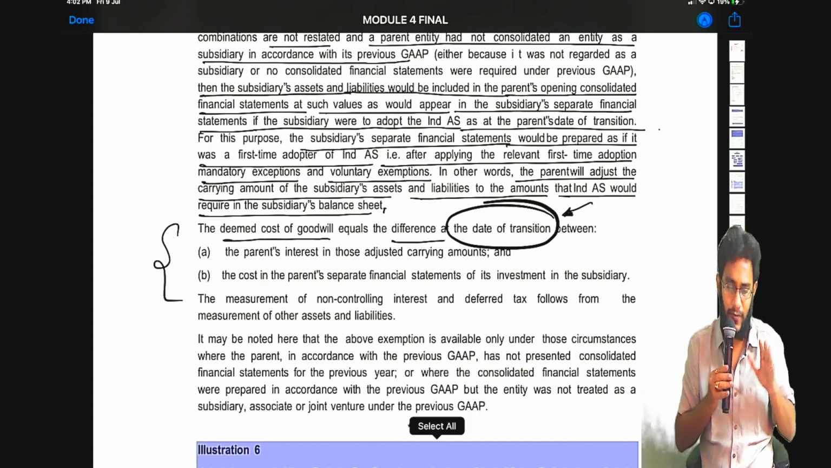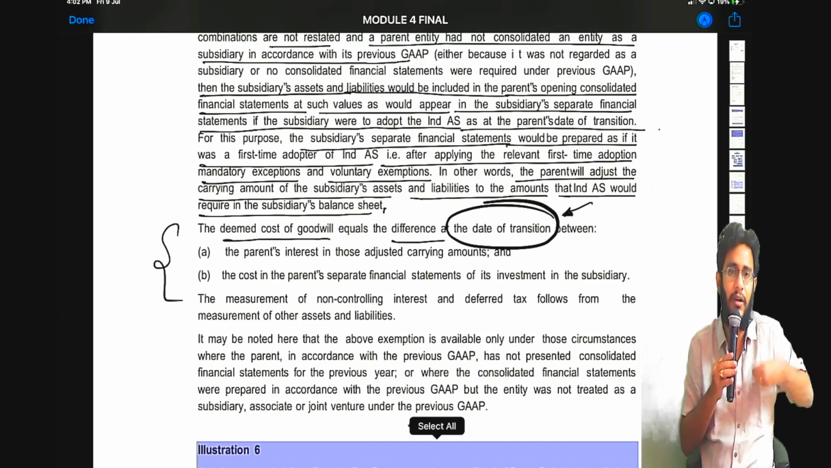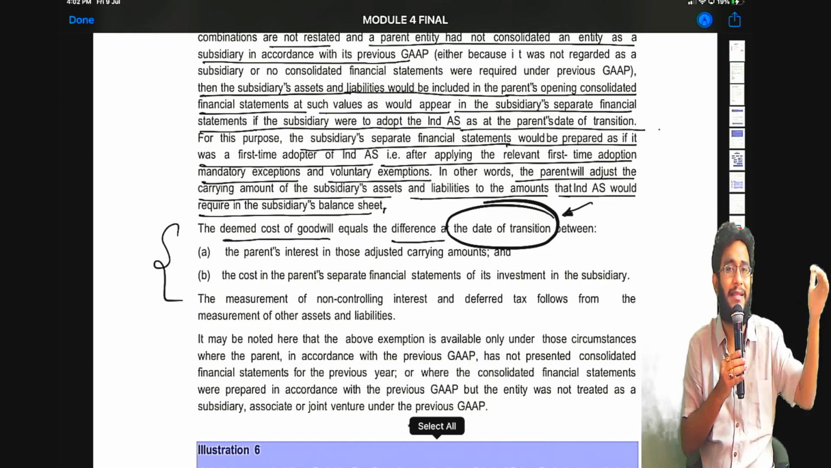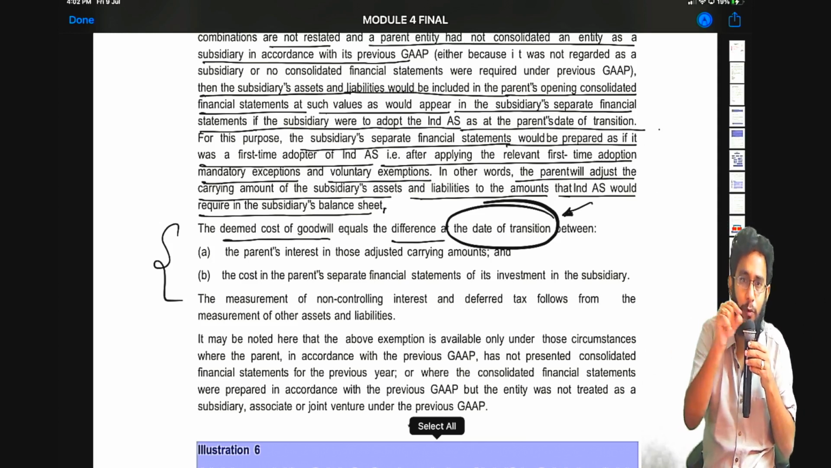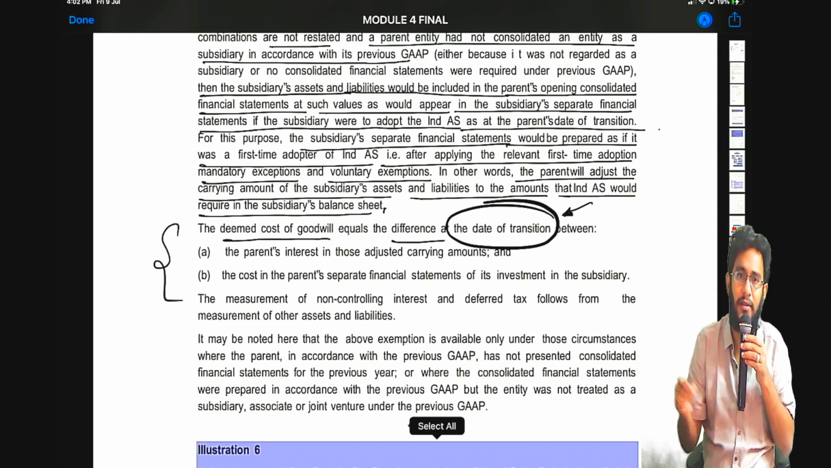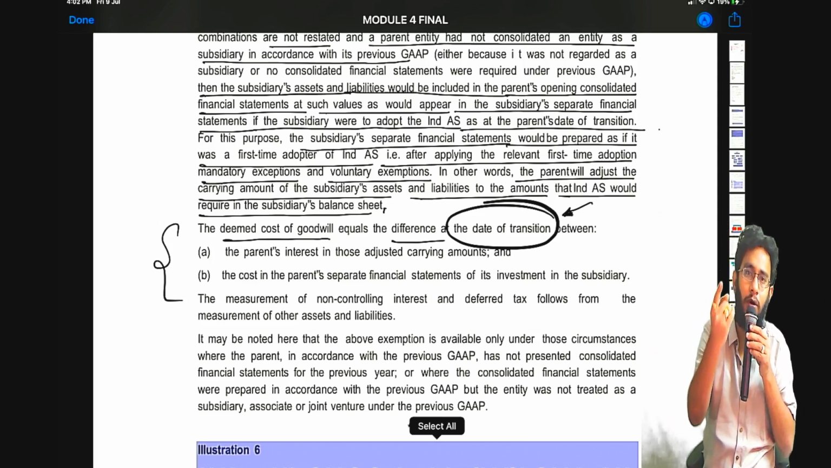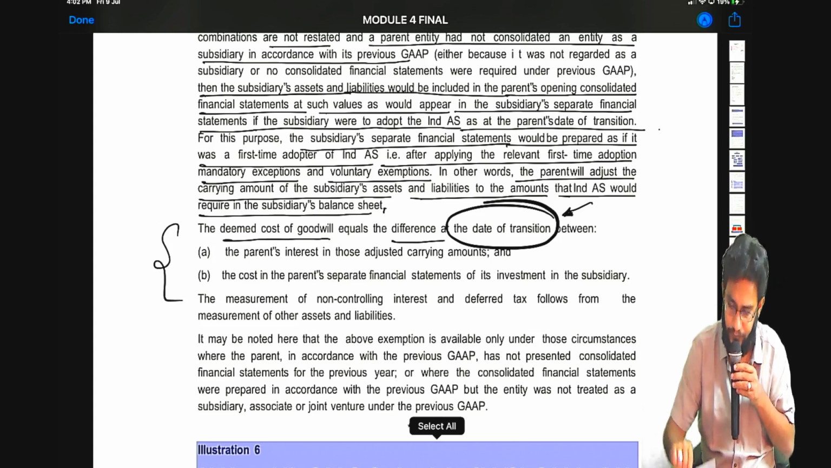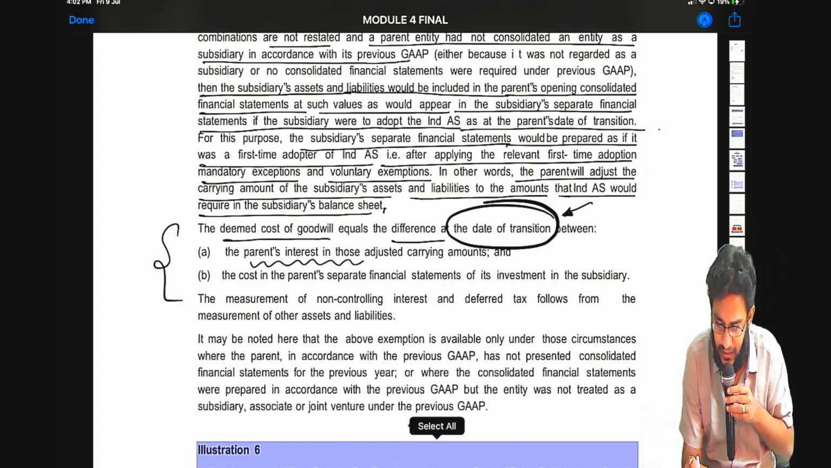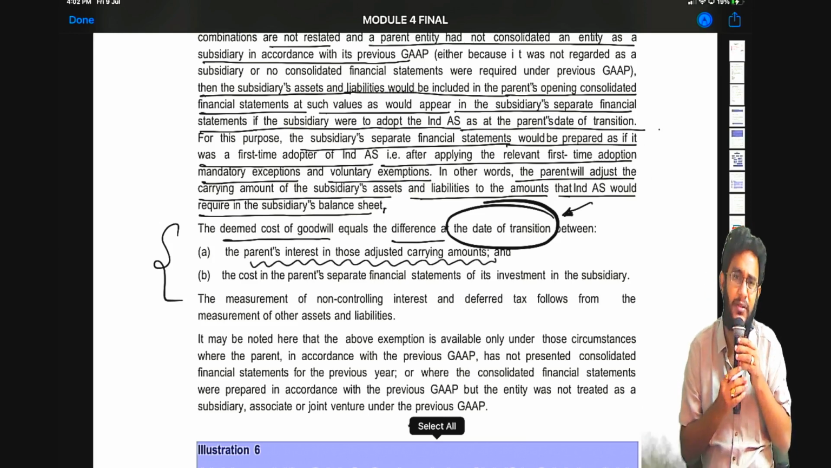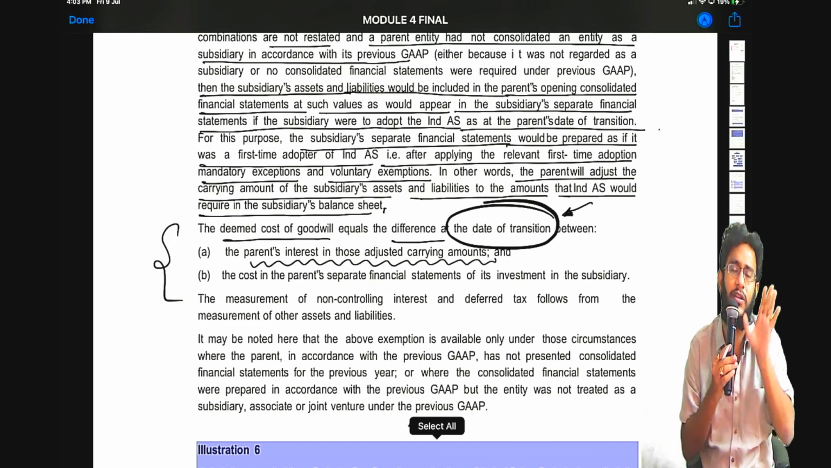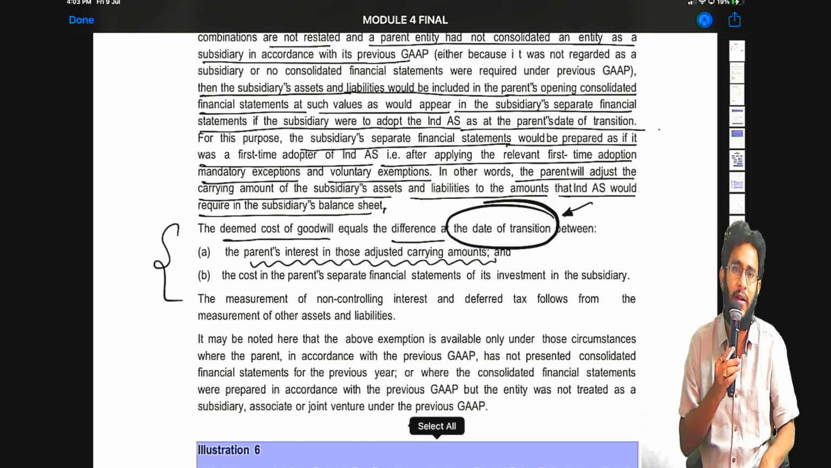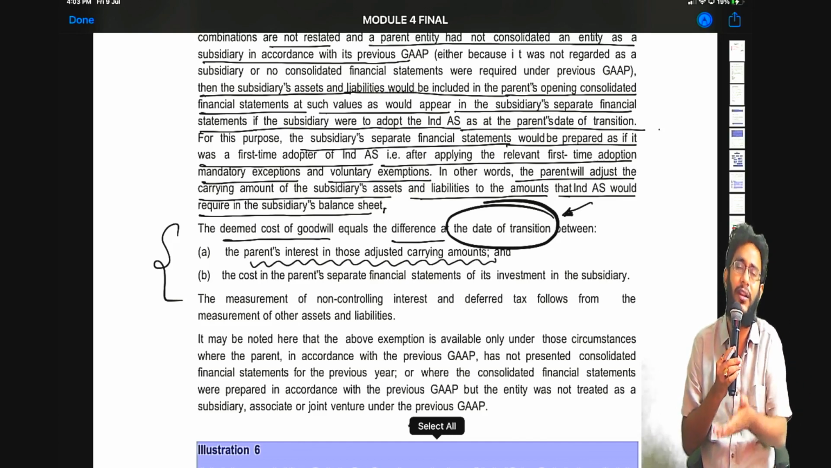What are you doing, sir? From your SFS, investment will disappear. Subsidiary's assets and liabilities will come in, NCI will come. The difference whatever is there, that difference you go and park into goodwill or capital reserve. That's all. The parent's interest in the adjusted carrying amount. That means assets and liabilities are coming, the net assets of the subsidiary are coming, and your shareholding, so 70% to 80% of whatever is there, that much. The remaining 20-30% is only NCI.